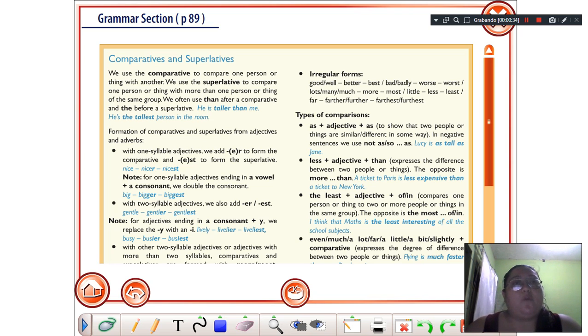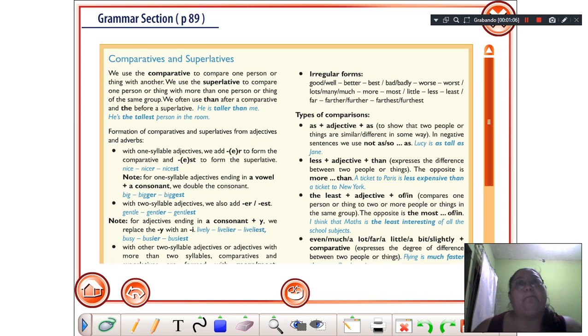And we're going to start with page number 89, the comparative and the superlative form, okay? Here it is very important that you remember the principal rules for the comparative and the superlative. Remember, the comparative we're going to use to compare one thing with another: animal, person, or things, okay? One thing with another. And the superlative form is to compare three or more persons, animals, or things, okay?